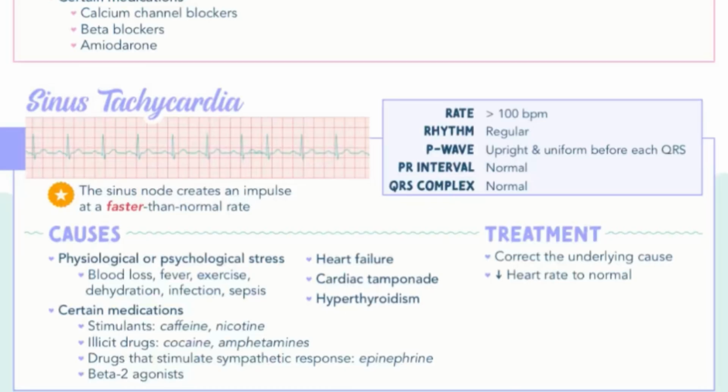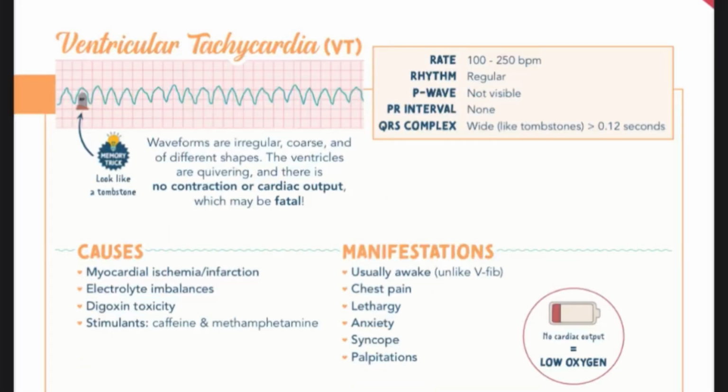Next is ventricular tachycardia. That is very important from the NCLEX point of view. You can see in the ECG rhythm that the rate is 100 to 250 beats per minute and the rhythm is regular. You just see only QRS complexes that are wide, like tombstones. Remember, it's more than 0.12 seconds. There is no PR interval and no P wave visible, only the QRS complex is present. You can see it in the ECG strip.